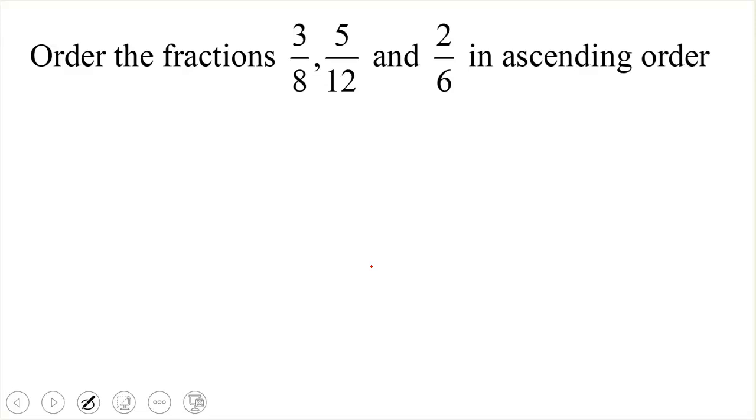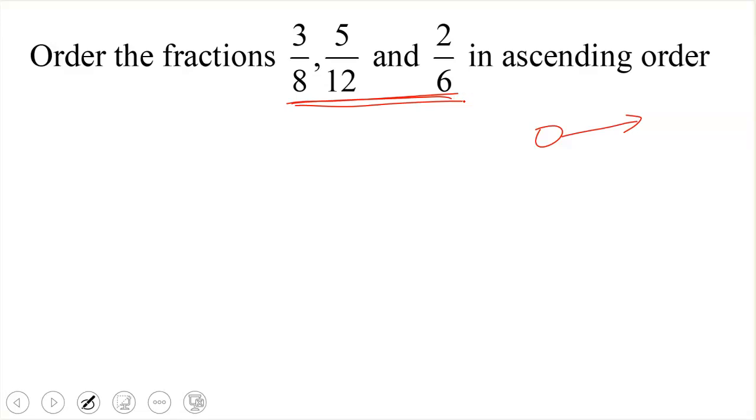For example, I have to order the fractions 3/8, 5/12, 2/6 in ascending order. That means I want the least to come first, followed by the next, and then the biggest goes last. So how do we do this? The easy way out is to move these fractions to have the same denominator, so I can now compare their numerators. In doing that, I need to find the LCM for 8, 12, and 6.